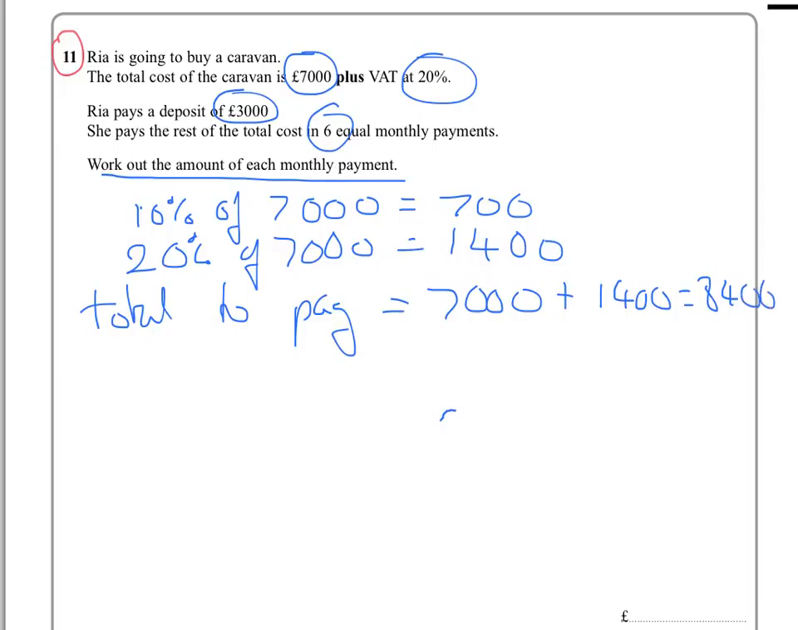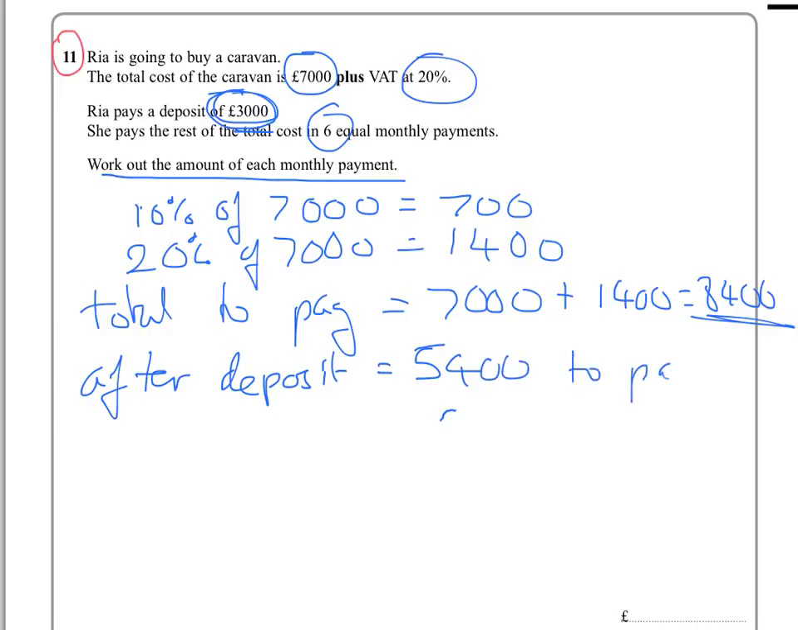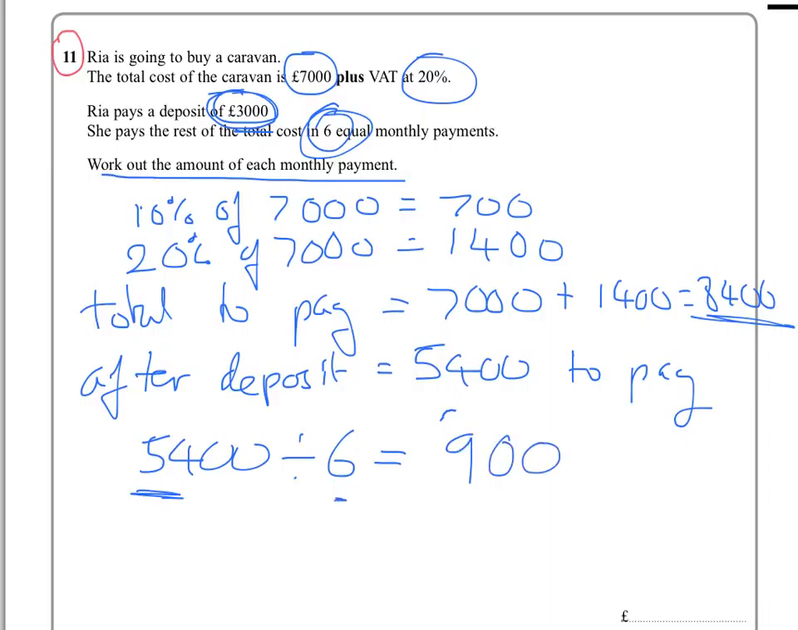Okay, now we pay a deposit of £3,000. So after deposit, we have 8,400, take away £3,000, so that's £5,400 to pay. And that gets done in 6 payments, so we need to do 5,400 divided by 6. Well, we know 54 divided by 6 is 9, so this is going to be 900 per month. There we go.